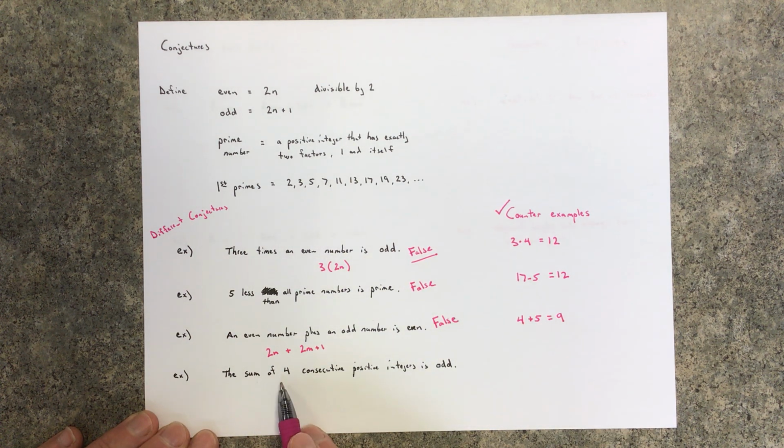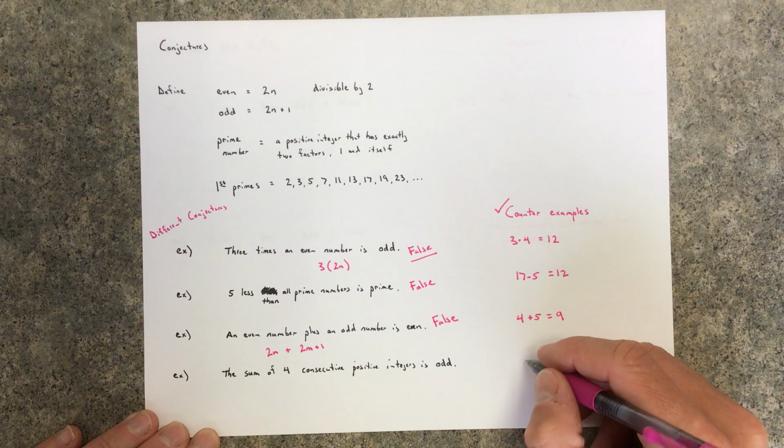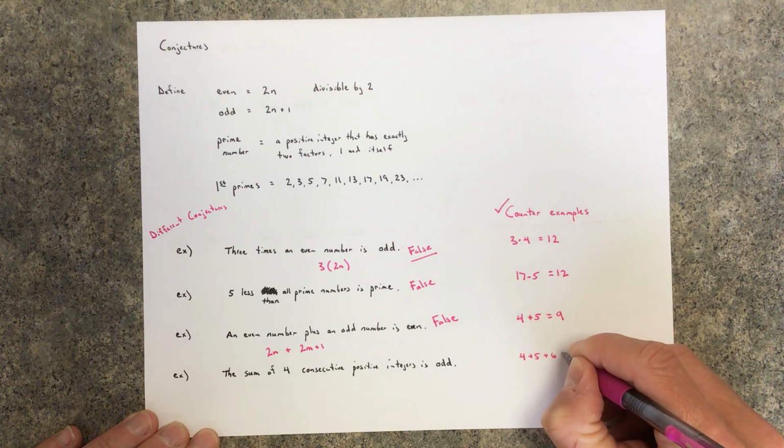The sum of 4 consecutive positive integers is odd. All right, well, let's look at this example. How about 4 plus 5 plus 6 plus 7?